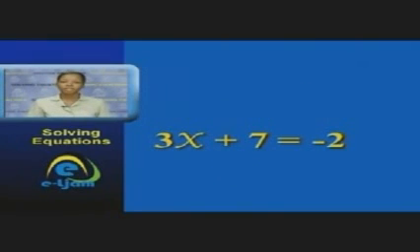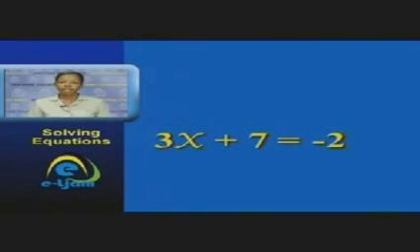Let's look at another example. If we add 7 to 3 times a number, the result is negative 2. What is the number? First, we form an equation which is 3x plus 7 equals negative 2.